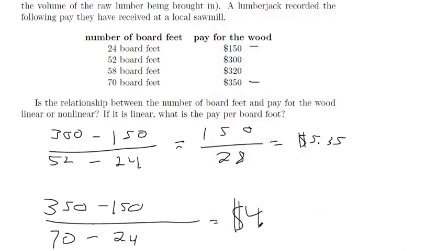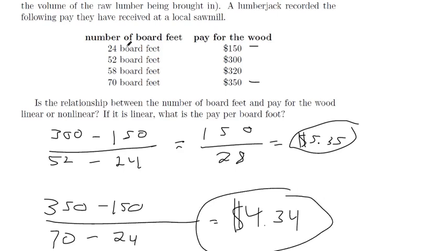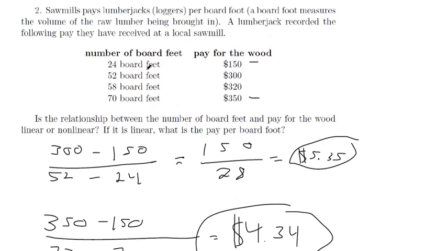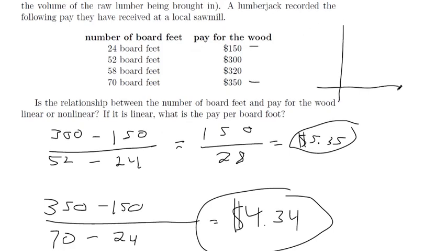Those are not linear. Okay? Because when I use two different points, I got two different slopes. So they're not giving us a consistent amount per foot at this lumber mill. And you could graph that too, and you'd probably see a graph that looks something like this. Maybe it slows down as the number of feet goes up. Not linear because it's not a straight line.